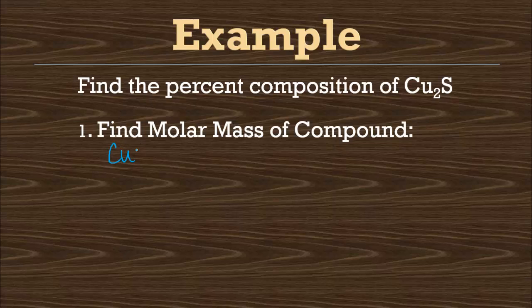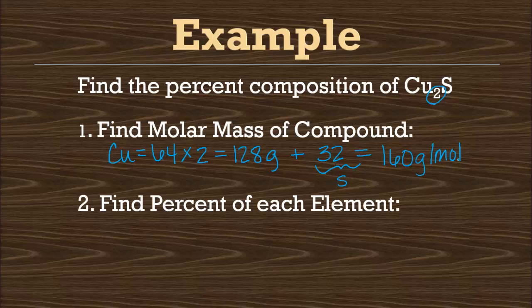So Cu has a mass of 64. We know there are 2 of them, so we're going to multiply it by 2, and we get 128 grams. We're going to add that to S, which is 32, and we are going to get an answer of 160 grams per mole for the compound. Once we have the compound's mass, we find the percent of each element.